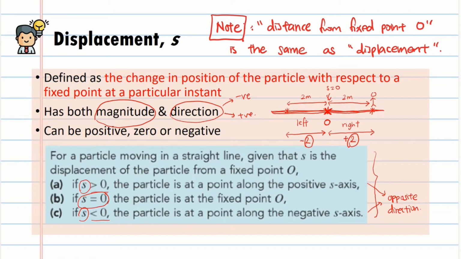An additional point that I want to point out is that in our questions later on, you will find that very often there is this description, for example, distance from fixed point O. I will reiterate again when we come across questions later on. Whenever we talk about distance from a fixed point O, it is the same as talking about displacement, because we are talking with reference to a fixed point. So it is actually referring to the concept of displacement itself.